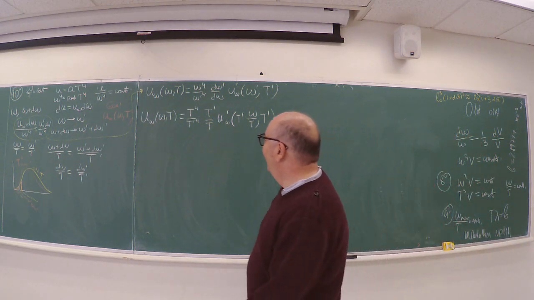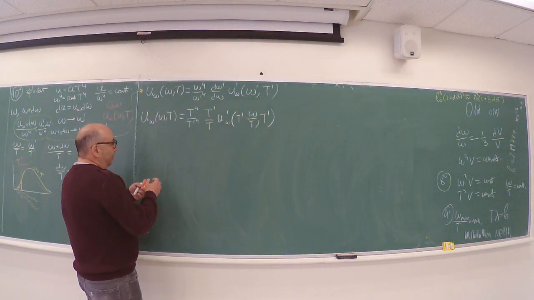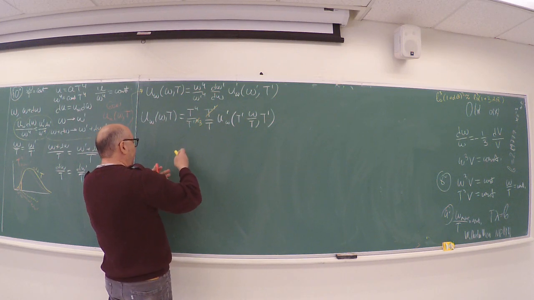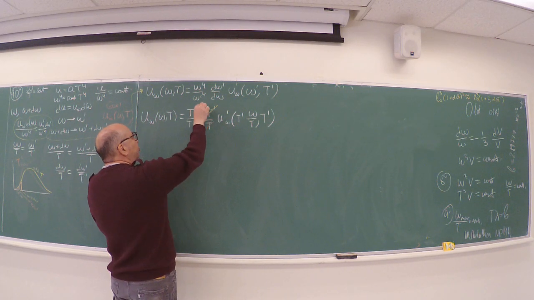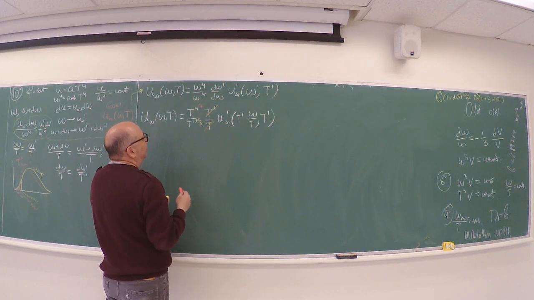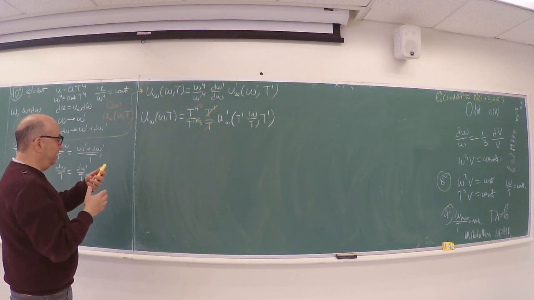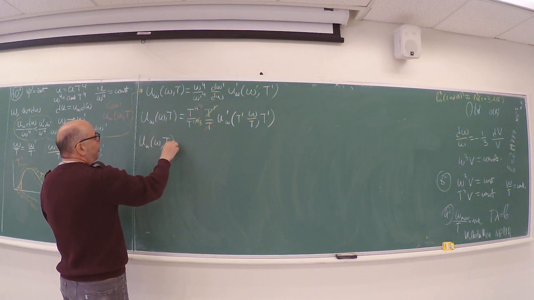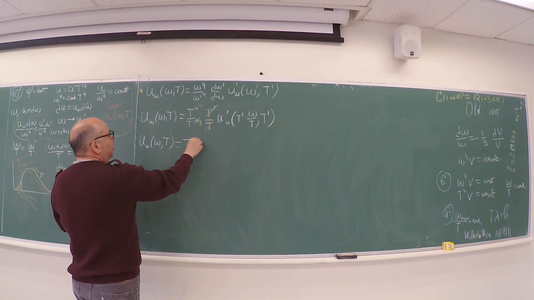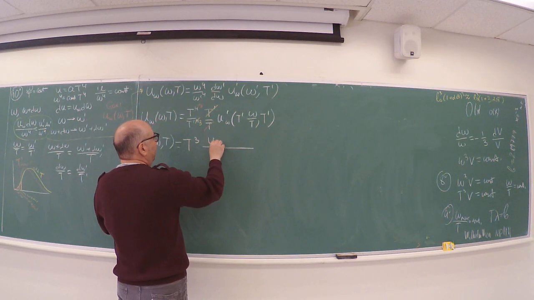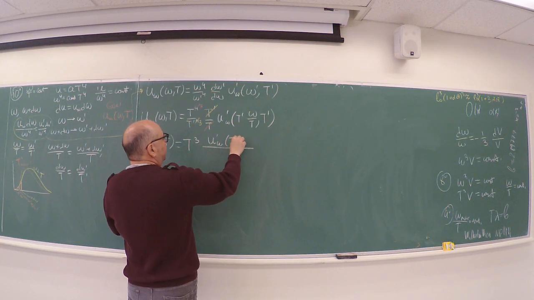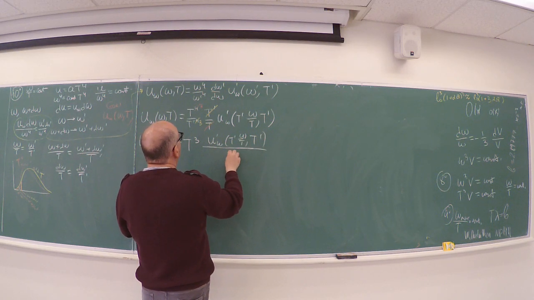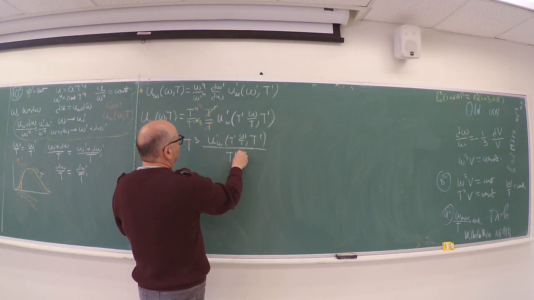Let's see. Finally, I can cancel T prime and make 3 here. I can also cancel T to the first power and make 3 here. And I got my final answer. U omega as a function of omega and T is equal to T cubed multiplied by u prime of omega T prime over T, T prime, divided by T prime cubed.